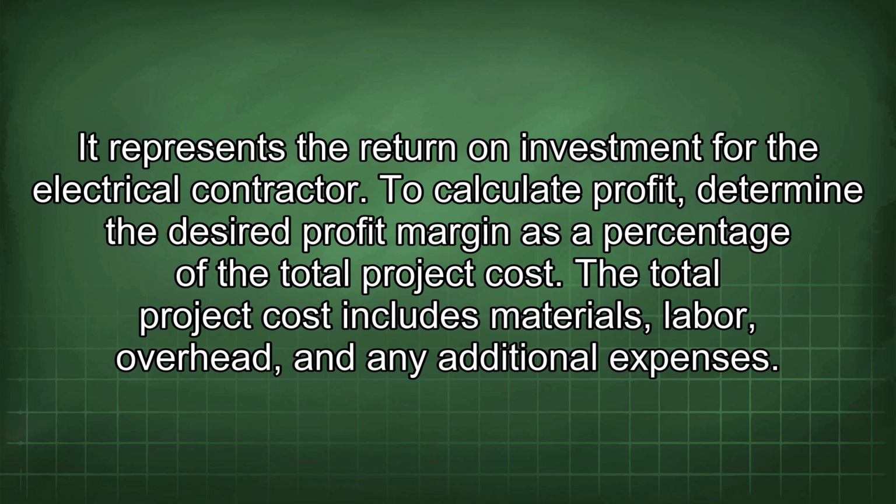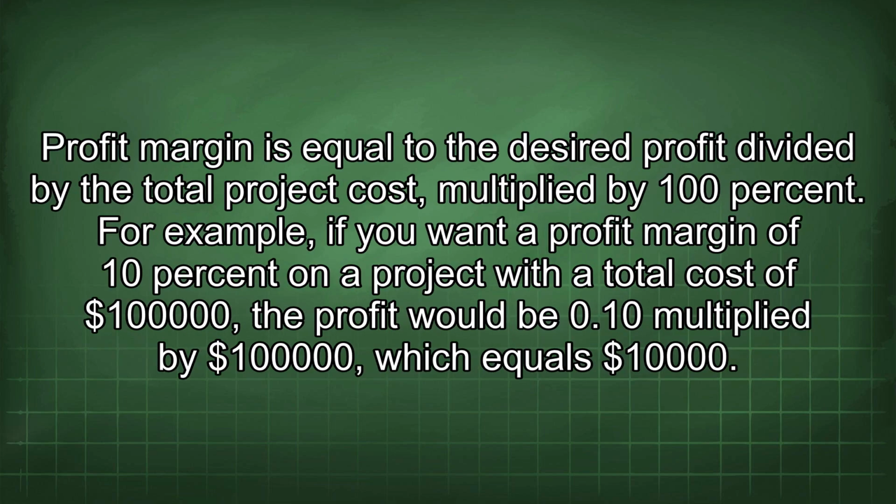To calculate profit, determine the desired profit margin as a percentage of the total project cost. The total project cost includes materials, labor, overhead, and any additional expenses. Profit margin is equal to the desired profit divided by the total project cost, multiplied by 100%. For example, if you want a profit margin of 10% on a project with a total cost of $100,000, the profit would be 0.10 multiplied by $100,000, which equals $10,000.